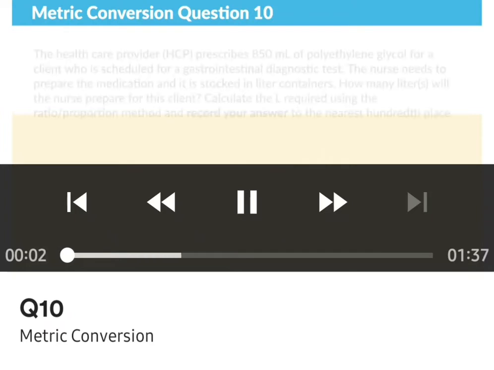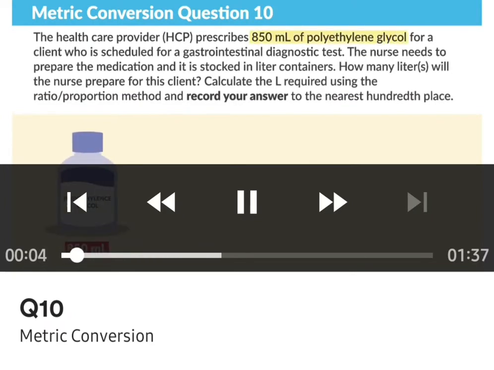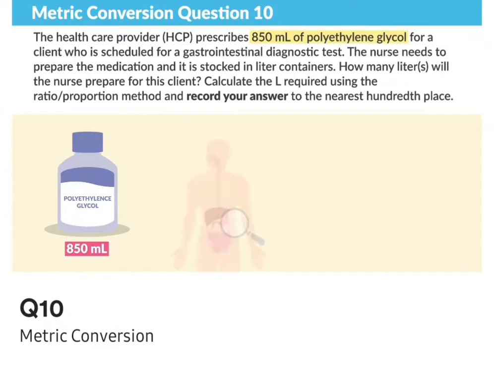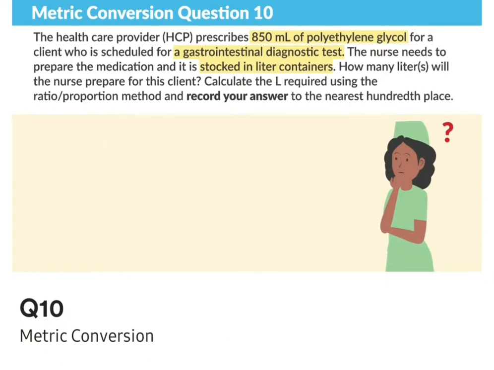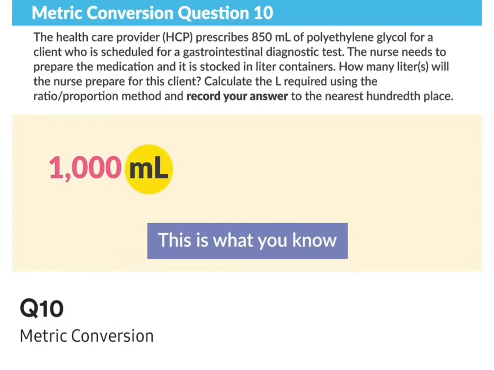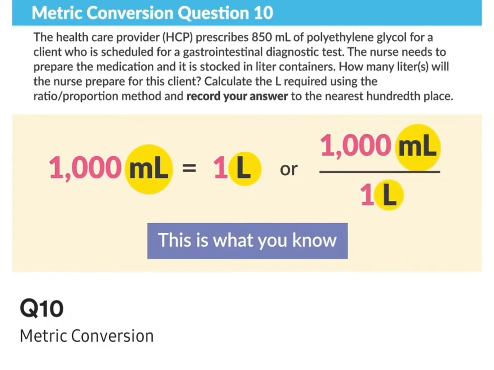Now for the next question. The provider prescribes 850 mLs of polyethylene glycol for a client who's scheduled for a GI diagnostic test. The nurse needs to prepare the medication and is stocked in liter containers. How many liters will the nurse prepare for the client? So remember, we're going to calculate the liter that is required using the ratio proportion method and record the answer to the nearest hundredth place here. So let's set up what we know. We know that 1,000 mLs equals 1 liter, or simply put, 1,000 mLs over 1 liter.